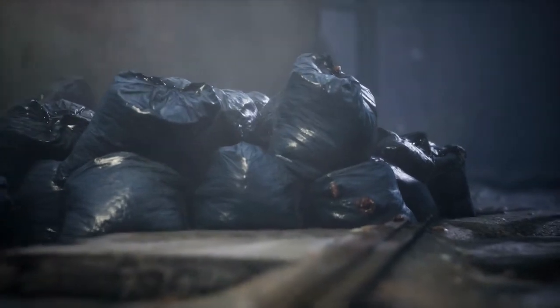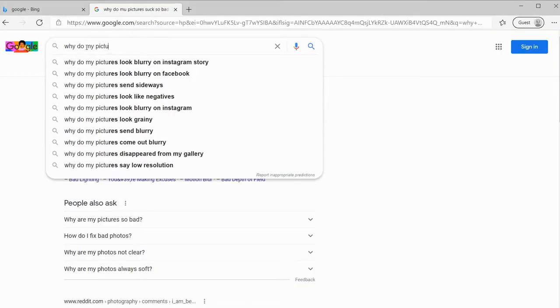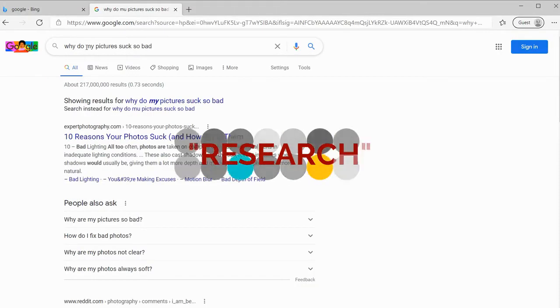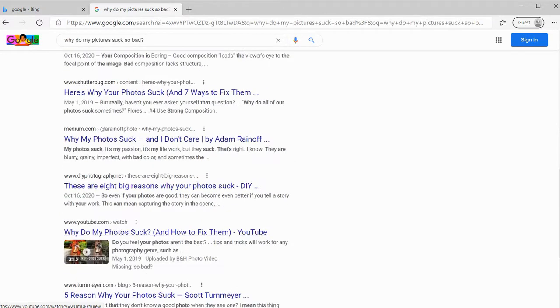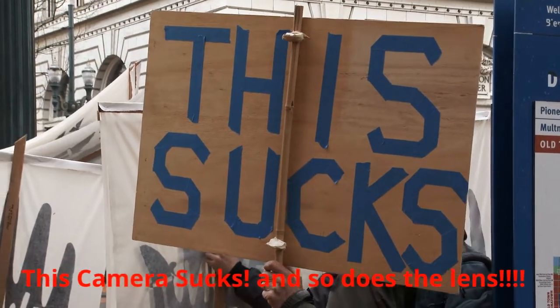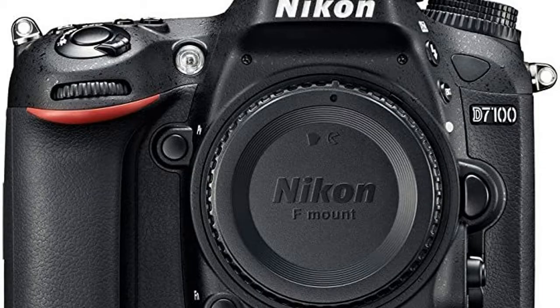My pictures were complete garbage. I mean, they looked like they were taken with a 2010 cell phone. So I did something that I probably shouldn't have done, but I went on the internet and conducted some so-called research and eventually ended up convincing myself that it was definitely the camera and the lens, but it was definitely not me. So basically, I ended up going down to the store again and I got a better camera.